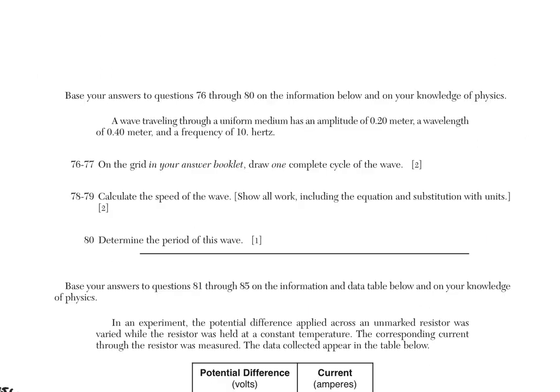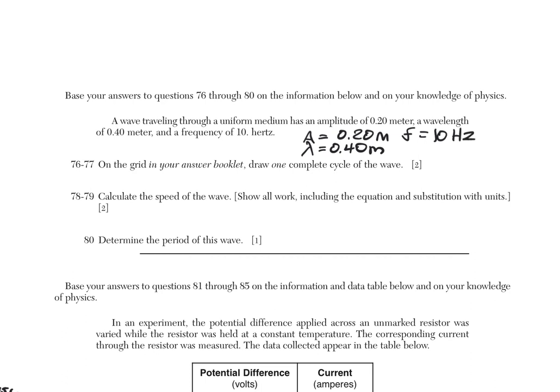Let's move on. 76 through 80, it says we have a wave traveling through a medium and its amplitude is 0.2 meters. So we have A, even though we don't have any formulas that feature amplitude, but I'm going to write it anyway. Amplitude, 0.2 meters. Wavelength is 0.4 meters. And the frequency is 10 hertz. I bet they're going to want the speed now that they gave us the wavelength and the frequency.